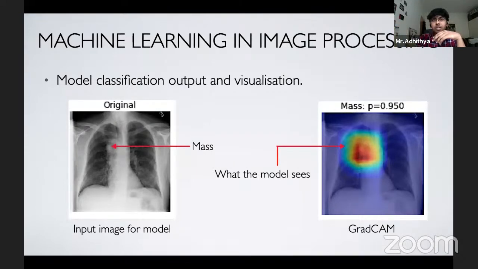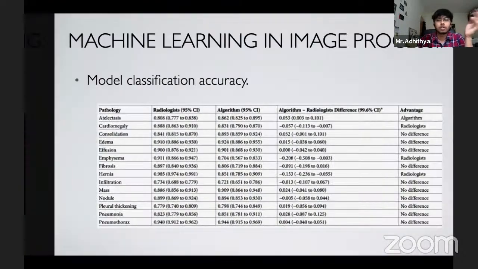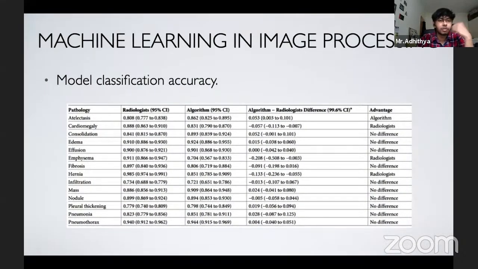GradCam is a technique used to visualize what the algorithm is looking at when it is classifying. It generates a heat map which shows that it classified this image as having a mass based on this region, and it is fairly correct because the mass is in that region. So machine learning is a really important and interesting aspect which I came across recently. You can also do image processing or image classification tasks related to medical imaging.